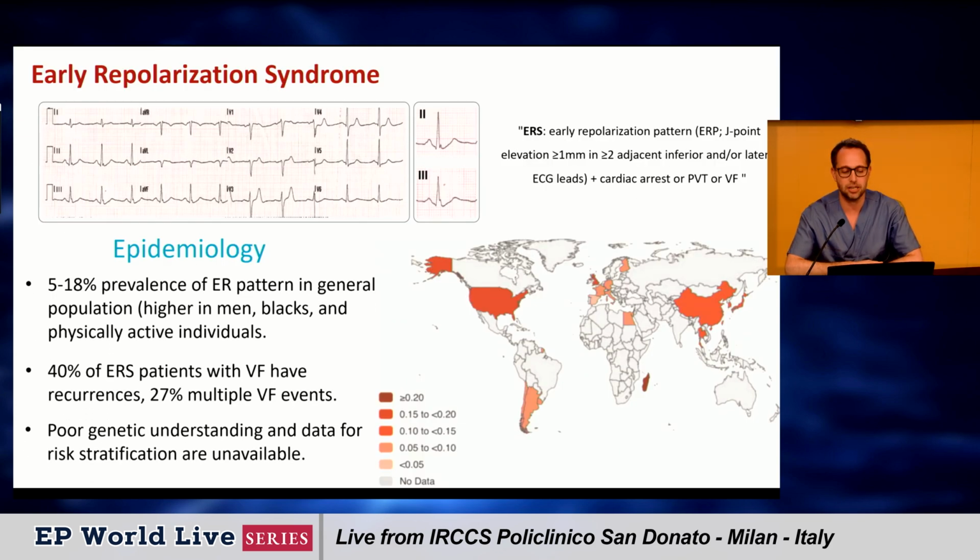Of course, early repolarization syndrome clusters a variety of conditions, because when we talk about a pattern which is observed in the 12-lead ECG, we have a high prevalence in the general population. However, if we think about the syndromic pattern, the pattern which is really associated with sudden death, we know that 40% of early repolarization patients develop VF and have recurrences, and 27% of them experience multiple VF events.